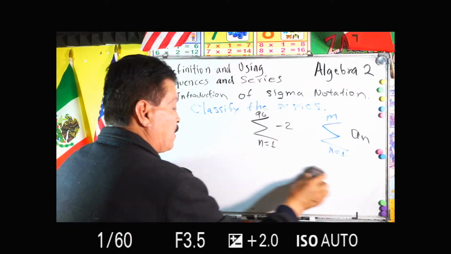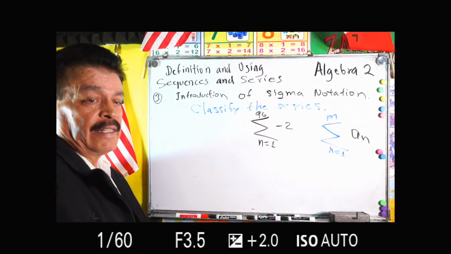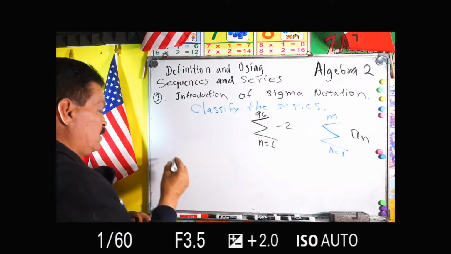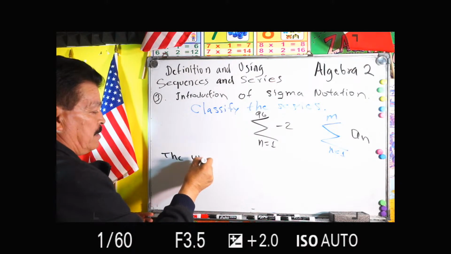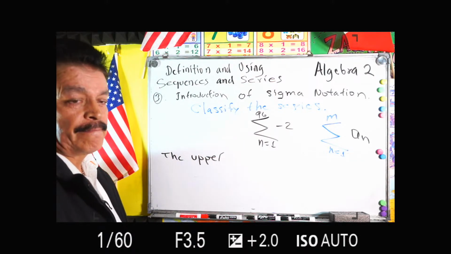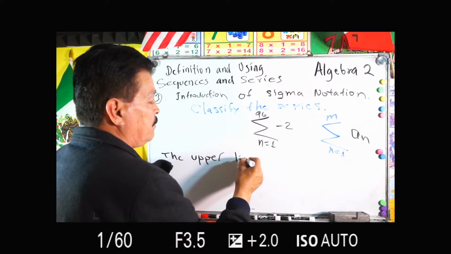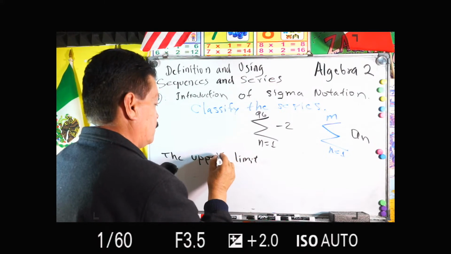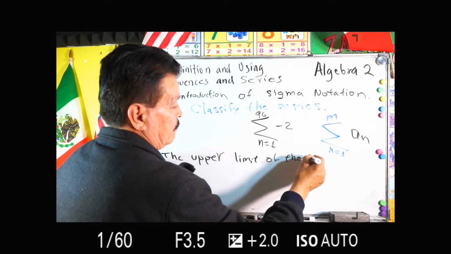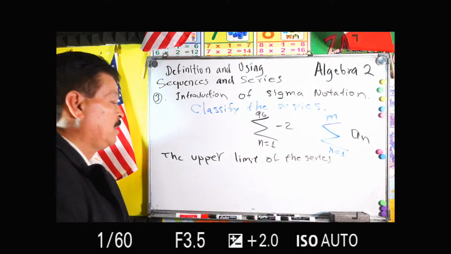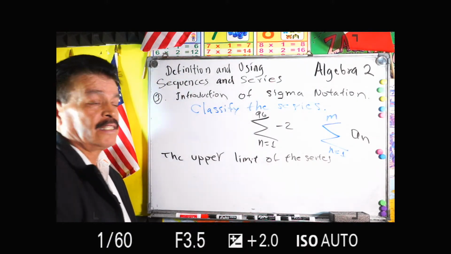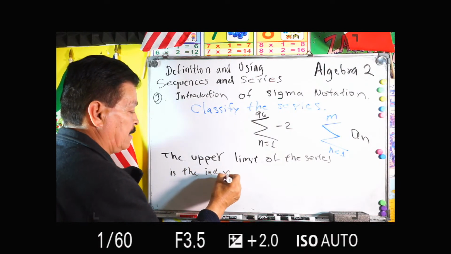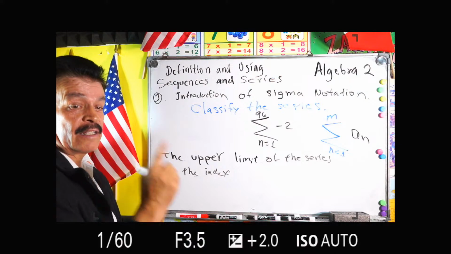Now let's talk about the upper. This is the lower. Now the upper, I mean this letter, this variable, let's write the meaning. The upper limit of the series is the index of the last term.